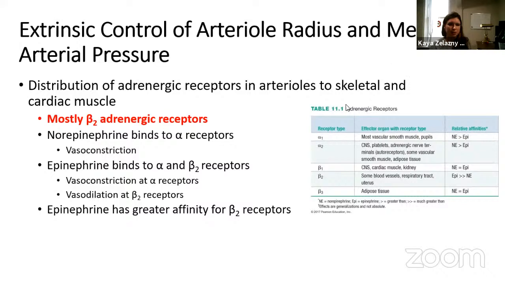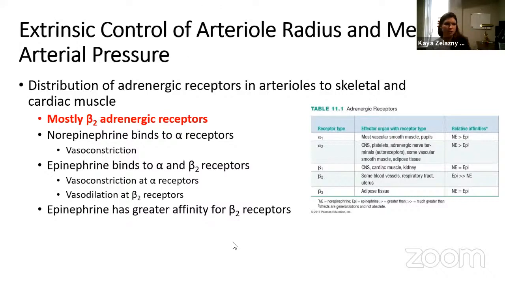So this table isn't in the slides for this lecture. I just pulled it up from one of our previous lectures on the autonomic nervous system because I think it's helpful to consult. And I can find specifically what chapter that was in for you guys in the textbook.